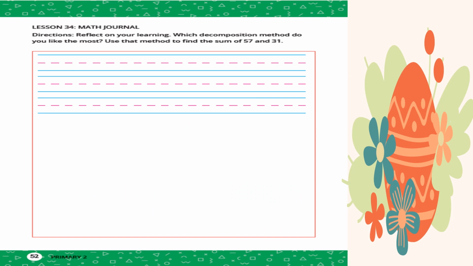Let's move to math journal. Reflect on your learning, which decomposition method do you like the most? Use that method to find the sum of 57 and 31. I like decomposing by place value. 57 plus 31. Ones with ones. 7 plus 1 equals 8. 5 plus 3, after 5: 6, 7, 8.